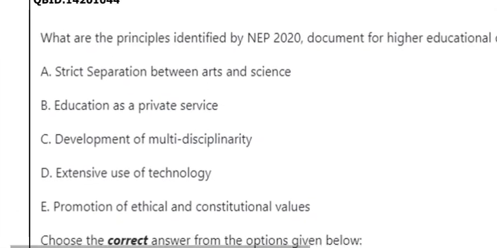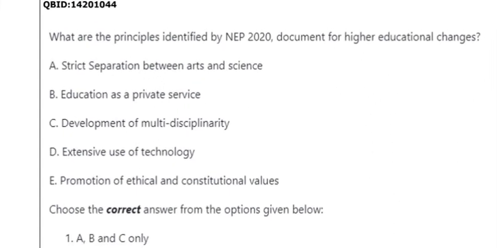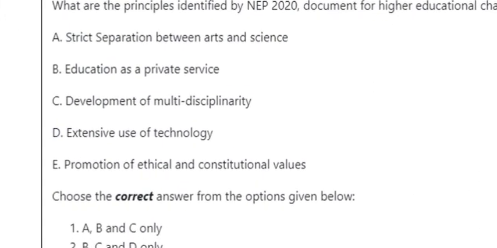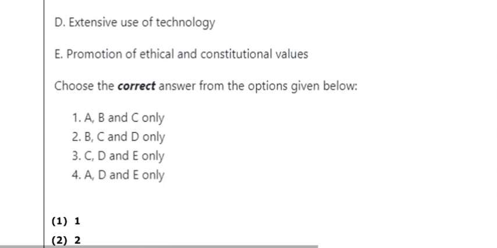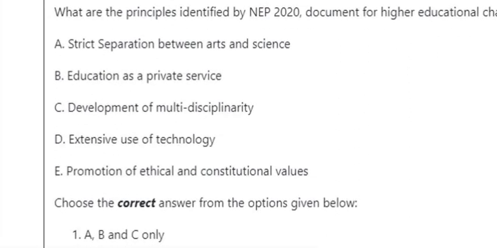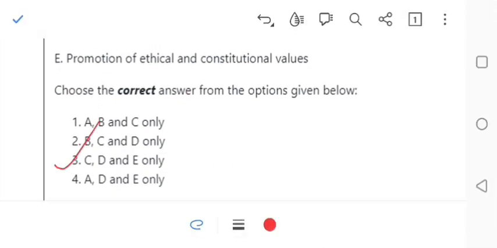44 says, what are the principles identified by the NEP 2020 document for higher educational changes? Strict separation between arts and science, education as a private service, development of multidisciplinarity, extensive use of technology, promotion of ethical and constitutional values. So these are the options: A, B, C; B, C, D; C, D, E; A, D, E. 44, it will be option C. That means C, D and E will be correct.